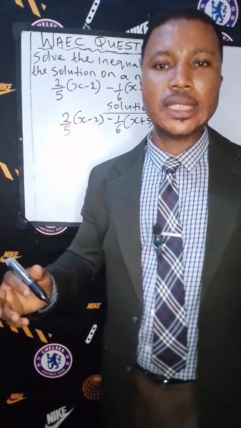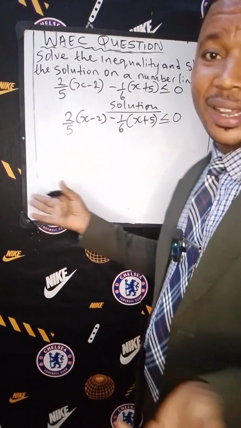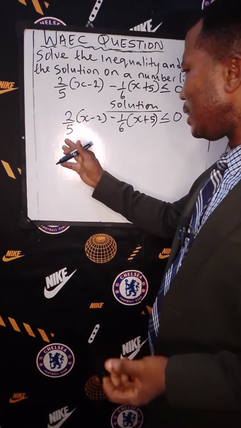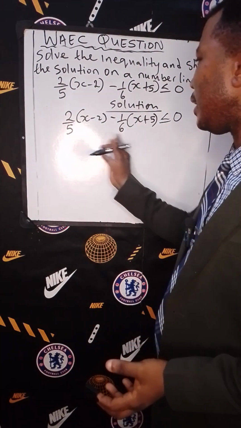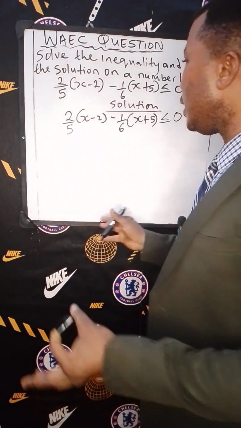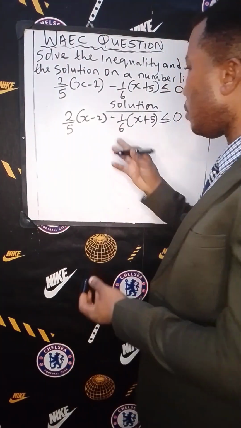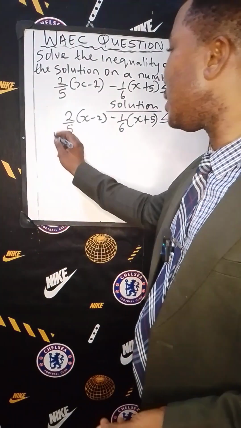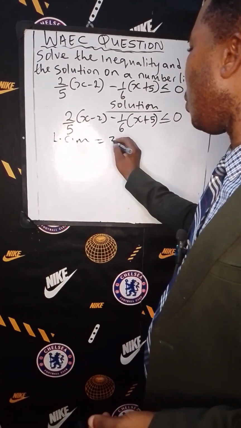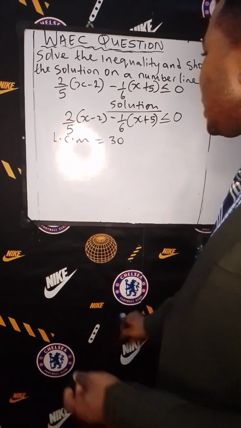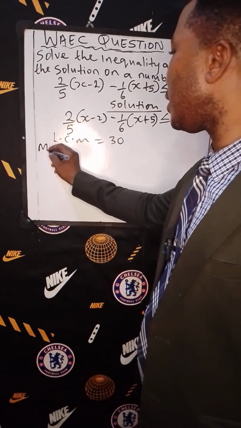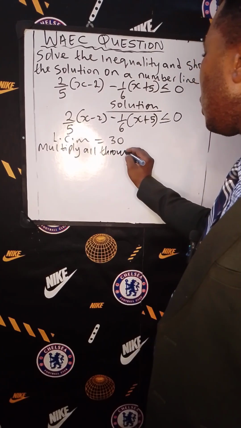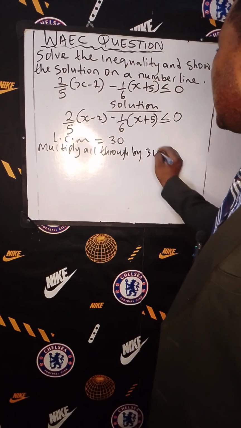Students and pupils, once they see a fraction like this, we try to eliminate the denominators 5 and 6. What we do here is find the LCM of the denominators, 5 and 6. The LCM of 5 and 6 is 30. So in this case, we multiply all through by the LCM, which is 30.